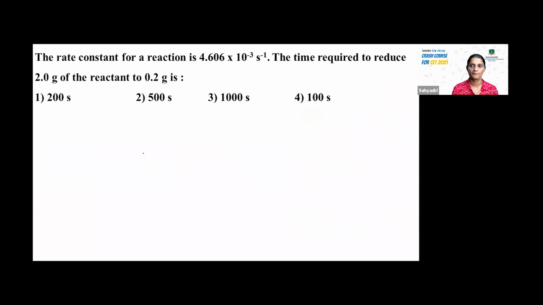Yes, next question. The rate constant of a reaction is given. The time required to reduce 2 gram of the reactant to 0.2 grams.